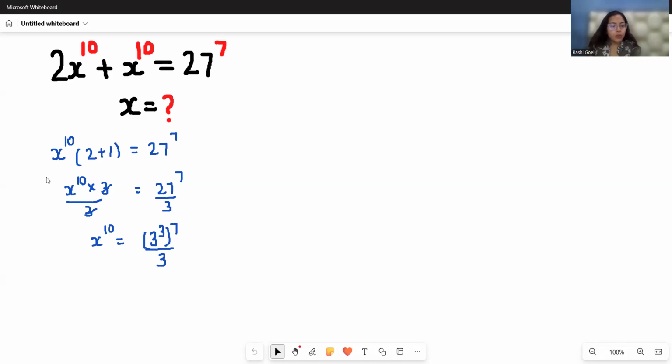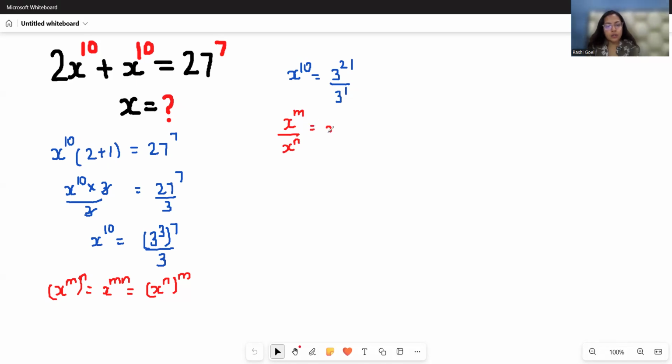Now as per the exponent rule, (x^m)^n is equal to x^(mn). So we can write this as x^10 = 3^21 / 3^1. Now another exponent rule: x^m / x^n is equal to x^(m-n). So x^10 = 3^(21-1), so x^10 = 3^20.